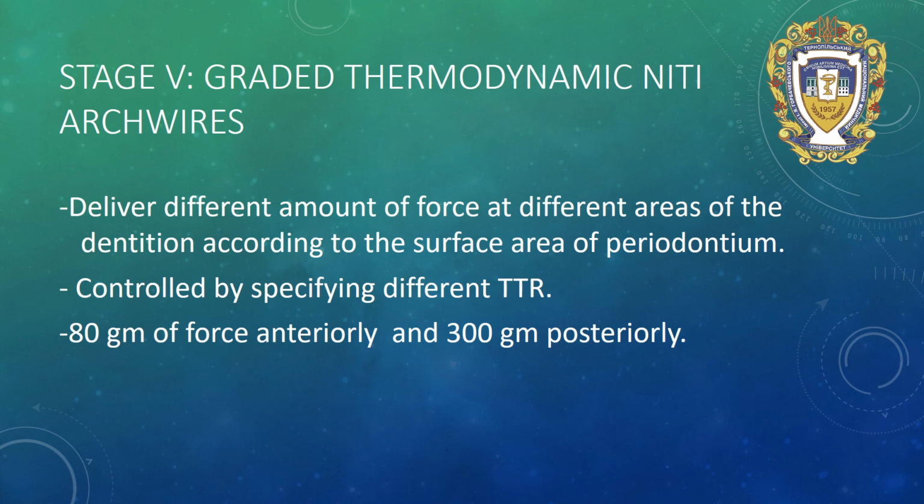Next stage of development, NiTi archwires. Graded thermodynamic NiTi archwires deliver different amounts of force at different areas of the dentition according to the surface area of the periodontium, controlled by specifying different TTR: 80 grams of force anteriorly and 300 grams posteriorly.